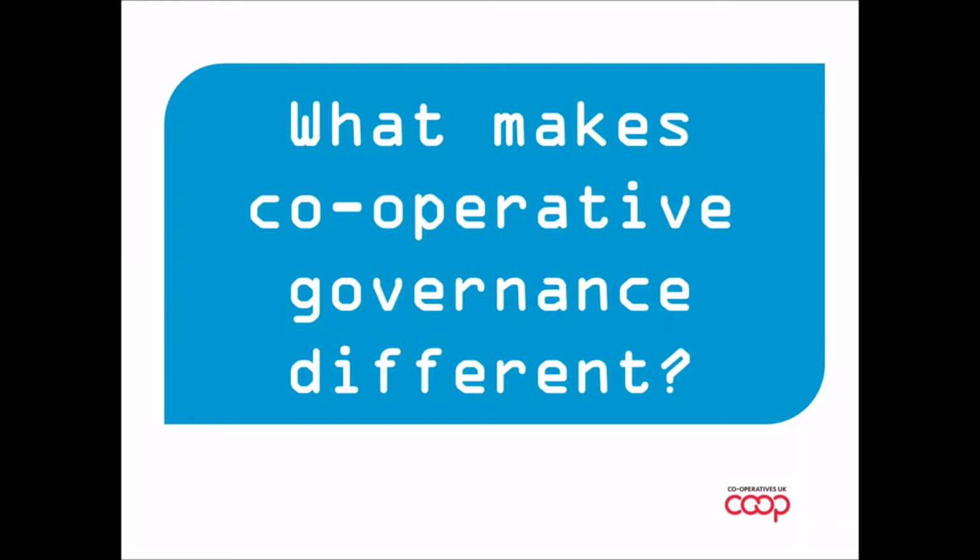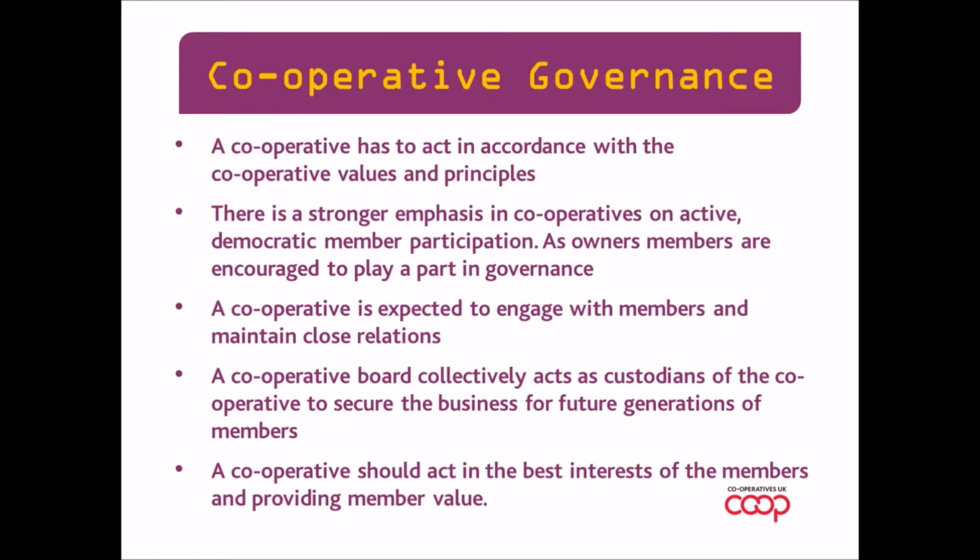So what makes governance different? We've talked about the legal forms and different organisational types that exist, but what makes cooperative governance different? We went through the values and principles of cooperation, so it goes without saying that a cooperative has to act in accordance with the cooperative values and principles. There is a stronger emphasis in cooperatives on active democratic member participation. And as owner members, members are encouraged to play a part in the governance.